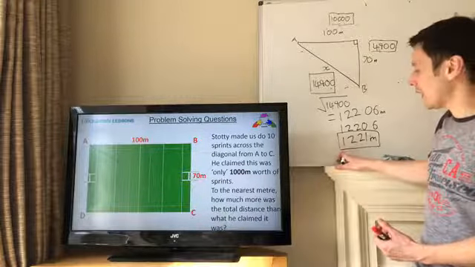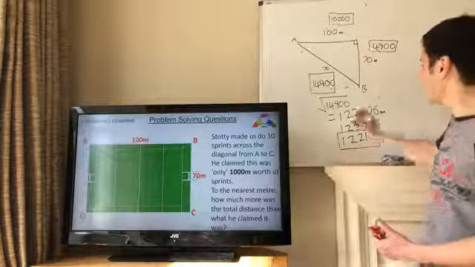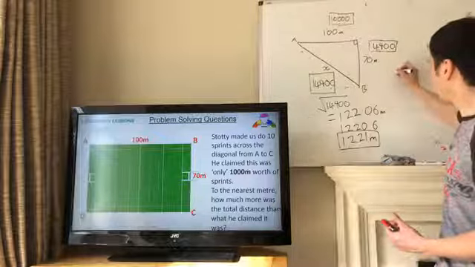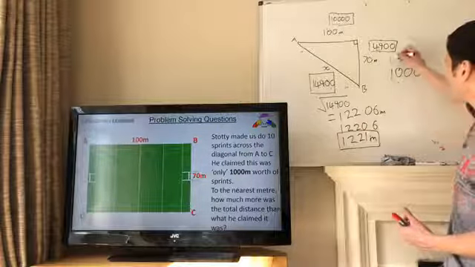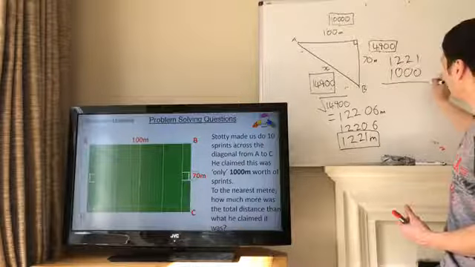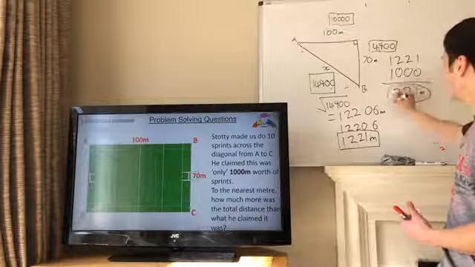So let's answer the question. How much more was the total distance? So he said it was 1,000. It was actually 1,221. So the extra distance was 221 meters.